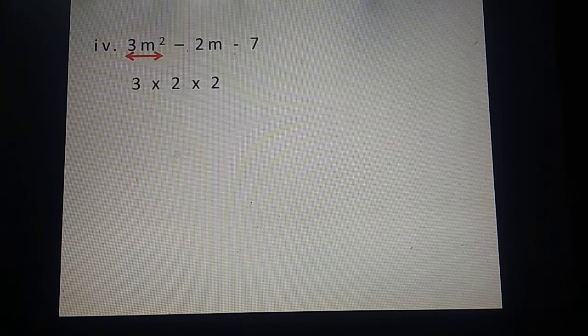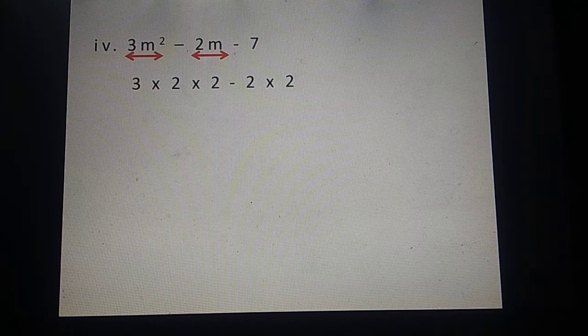Next is the fourth. 3m square minus 2m minus 7. Now, again, first we will factorize the first term. How will you split it? There is 3 and m square. So it's 3 into m into m. In place of m, you will write 2. So you will write it as 3 into 2 into 2, minus the second term, which is 2m. That is 2 into m. You will write it as 2 into 2 with minus sign, followed by minus 7.